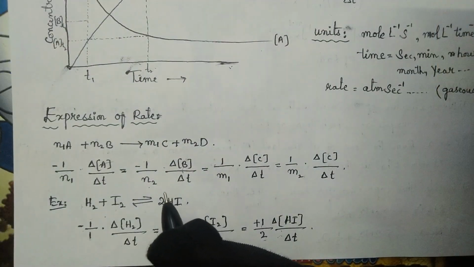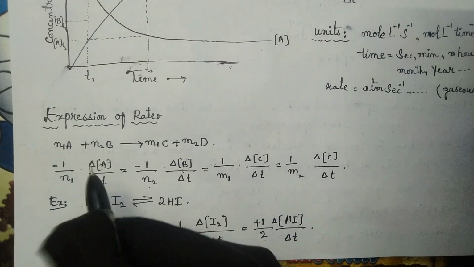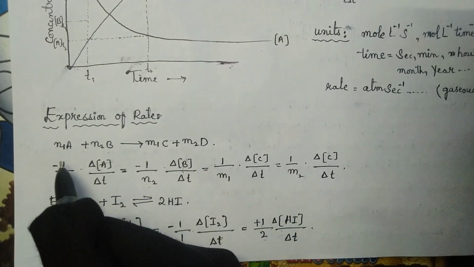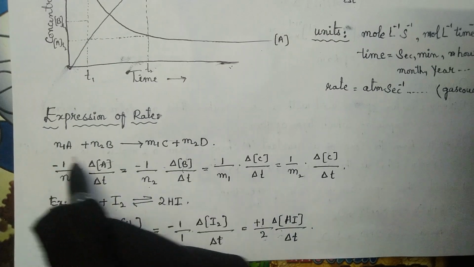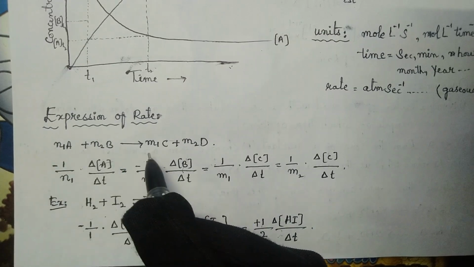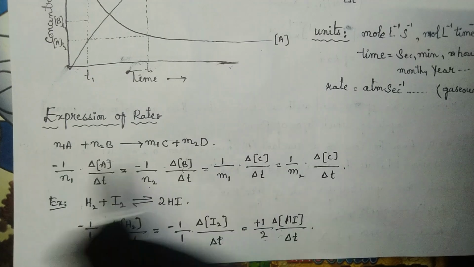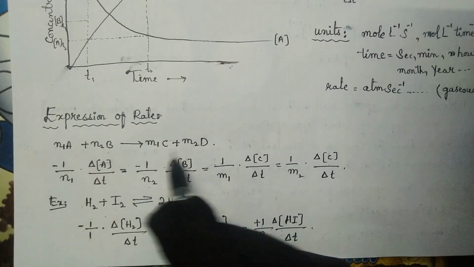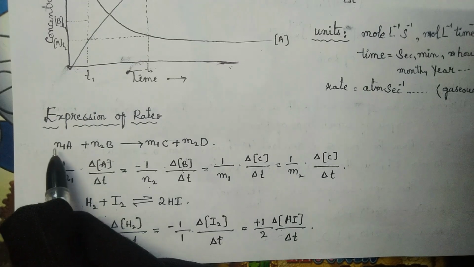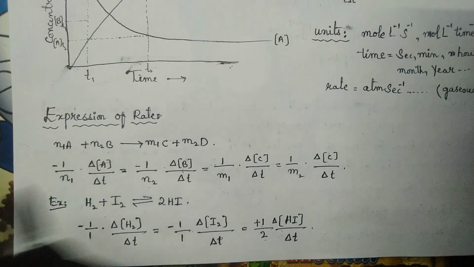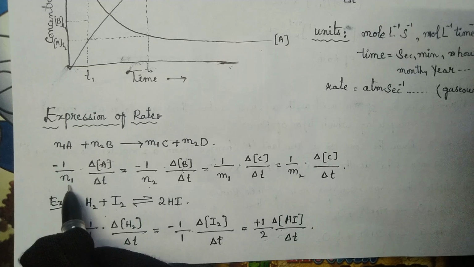Okay. Now let us discuss how to write expression of rate. So this is a chemical reaction: N1 moles of A plus N2 moles of B gives rise to M1 moles of C plus M2 moles of D. A and B are reactants and C and D are products here. So the number of moles of reactant or product we have to write in denominator in rate expression.